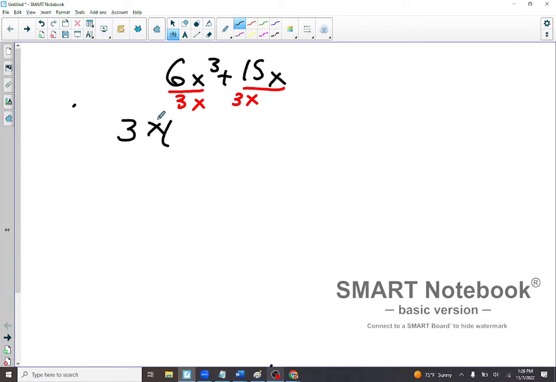If I take a 3x out, that's going to be on the outside. And then what's going to be left over? 6 divided by 3 is 2. x cubed divided by x, you remember your exponent rules, you subtract exponents, so x squared. Plus 15 divided by 3 is 5.